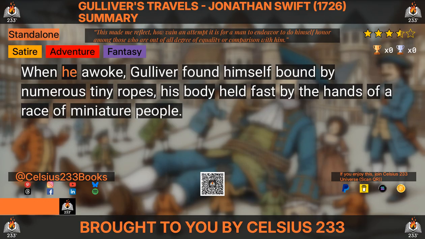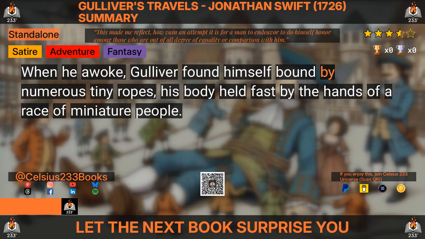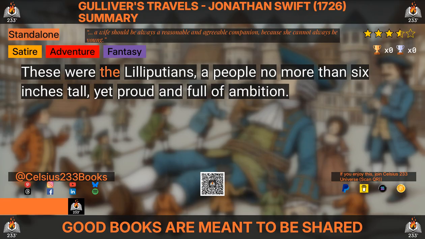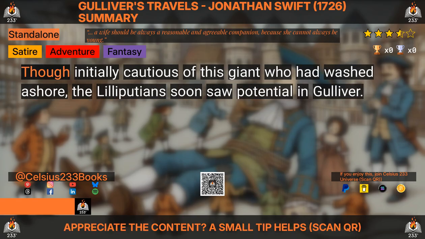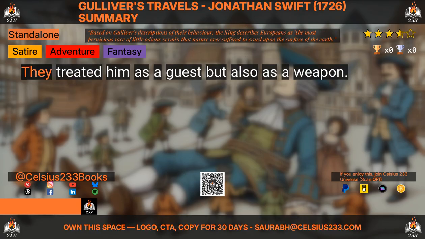When he awoke, Gulliver found himself bound by numerous tiny ropes, his body held fast by the hands of a race of miniature people. These were the Lilliputians, a people no more than 6 inches tall, yet proud and full of ambition. Though initially cautious of this giant who had washed ashore, the Lilliputians soon saw potential in Gulliver. They treated him as a guest, but also as a weapon.